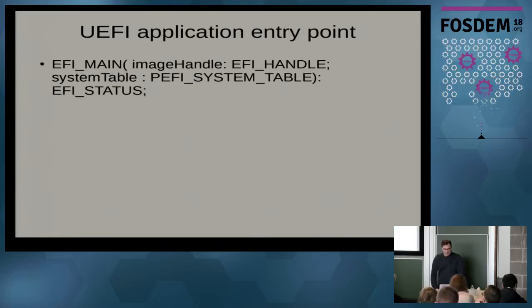One other difference with the standard file is that there is an entry point called EFI main, and there are two parameters: a handle on the image that is automatically loaded by the firmware, and then the firmware gives you a system table, which I will show you in the future. With the system table, you can call all UEFI APIs. So it's very important.